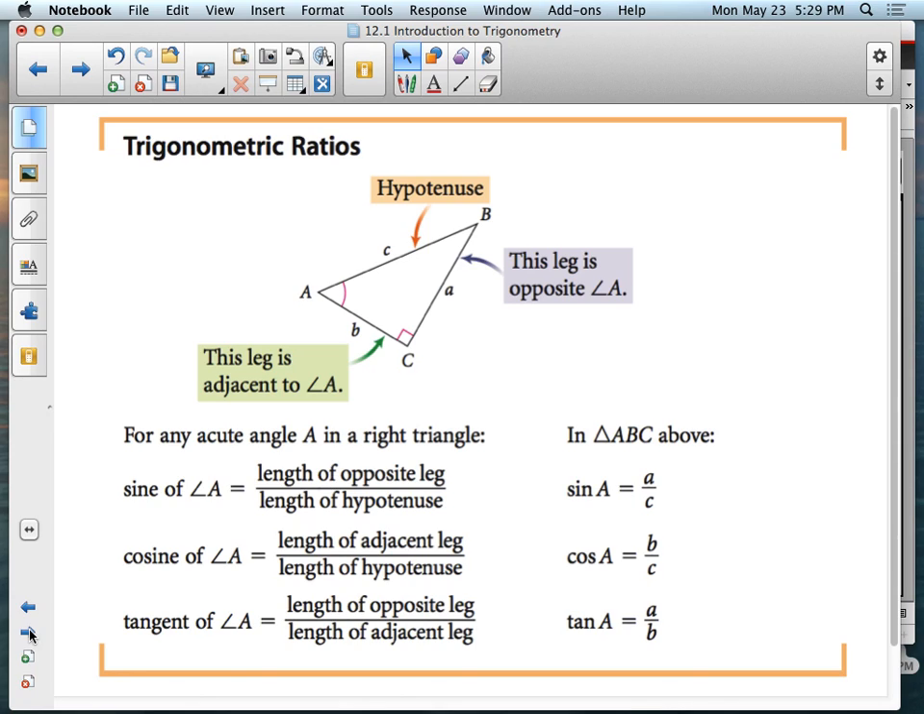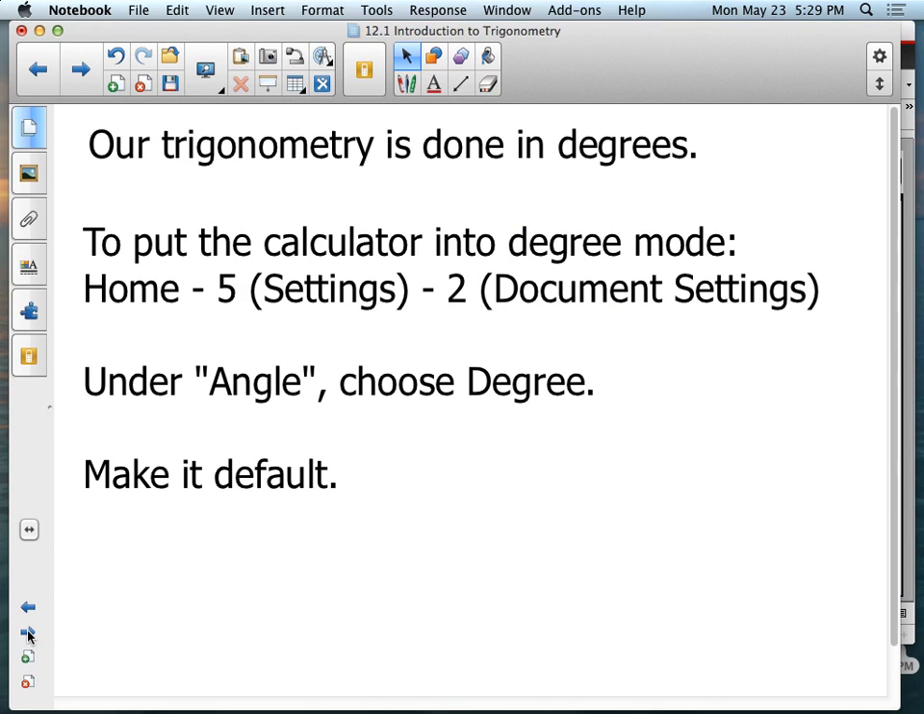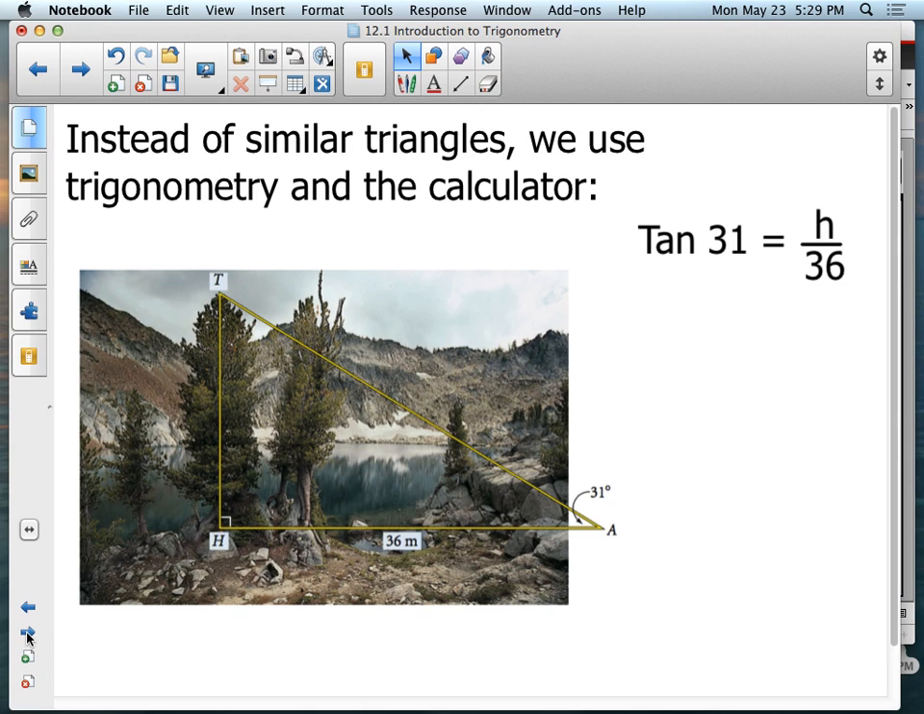Okay, so let's use this. So first, our trigonometry is always done in degrees. You should probably pause here again and make sure that your calculator is in degree mode. So now this time we're going to write a trig equation and we're going to solve it.